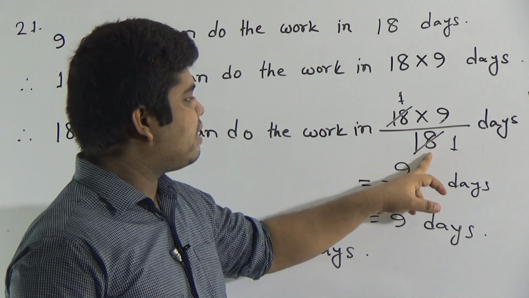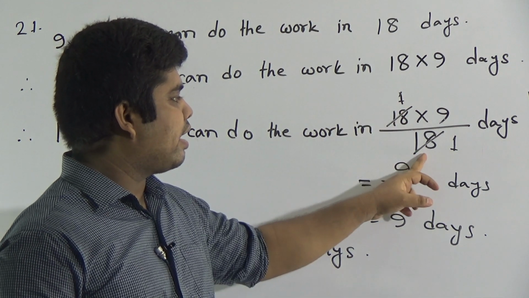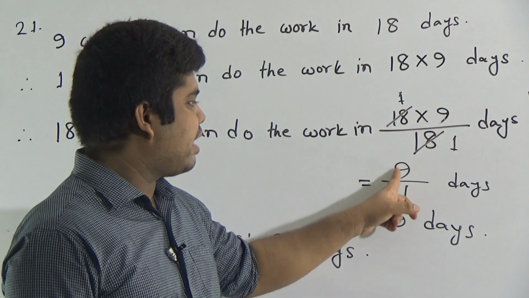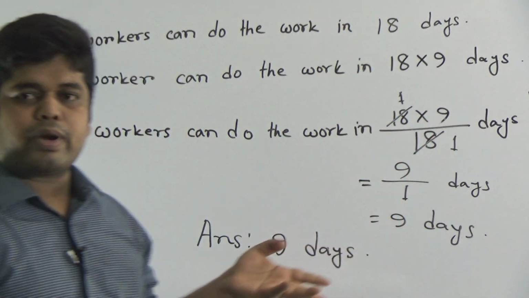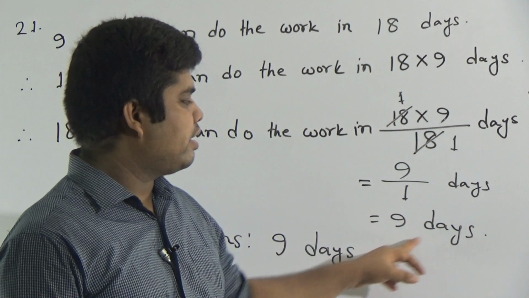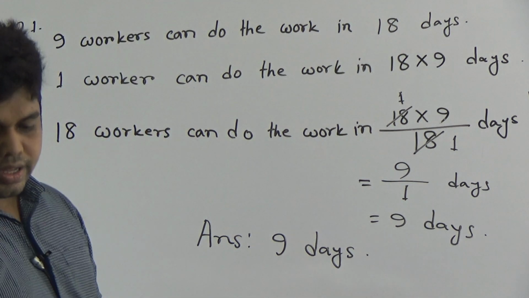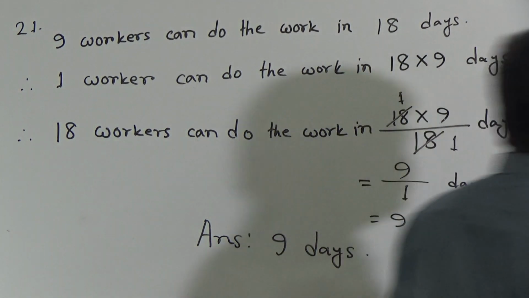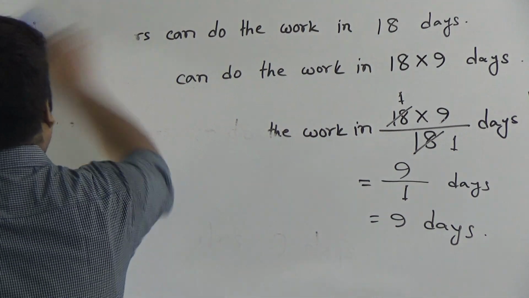18 multiply 9 divided by 18, we cut 18 by 18, we get 1, we cut 18 by 18, we get 1, and 9 left, 9 ones are 9 and this 1 is here. As we know that every number has 1 as denominator, so we neglect this 1 and get 9 days. So I hope you have understood, this is the required answer. My dear students, now we shall solve question number 2. To solve this, we erase question number 1.